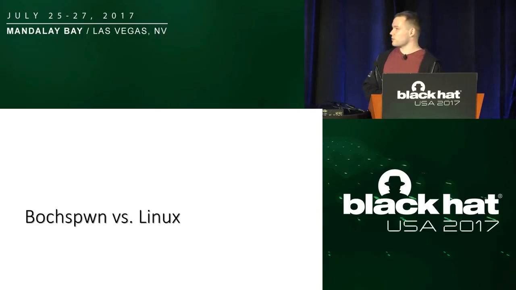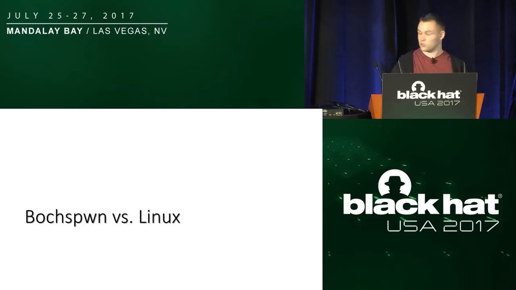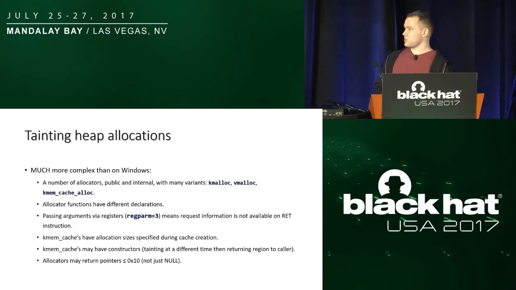Now, I also wanted to talk about running Bochspwn against Linux, but I guess I don't have too much time anymore. So I will just quickly say that the tainting of heap allocations is much more difficult on Linux because the allocators themselves are plentiful. It's not just a single function, but we have a couple of families such as kmalloc, vmalloc, kmem_cache_alloc, and stuff like that. All of them work in different ways.